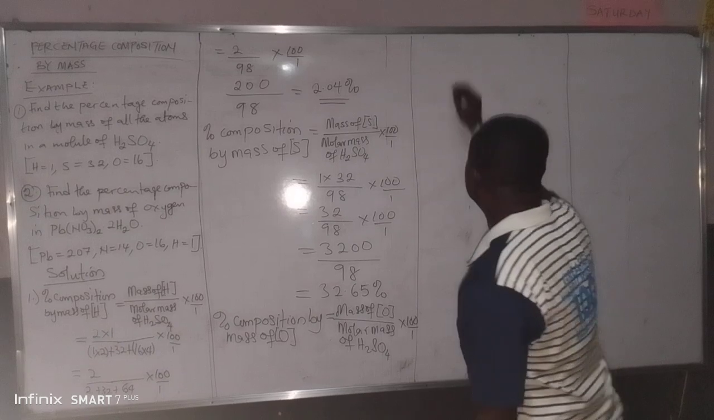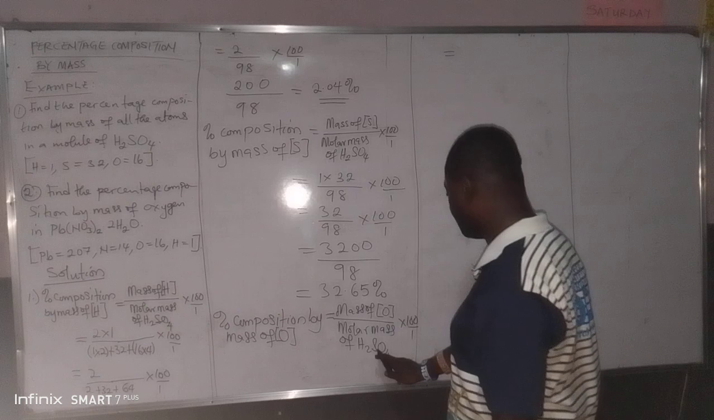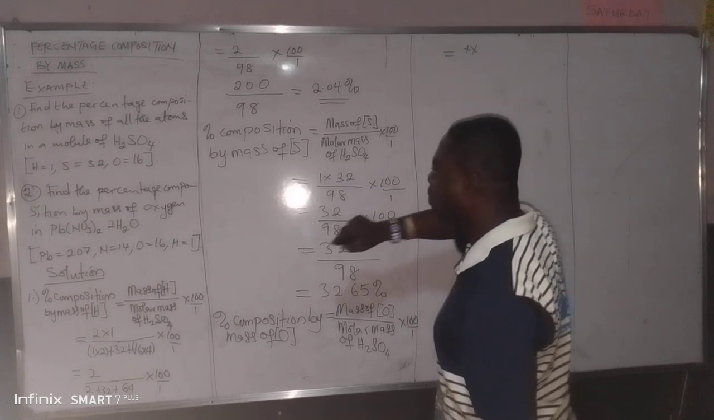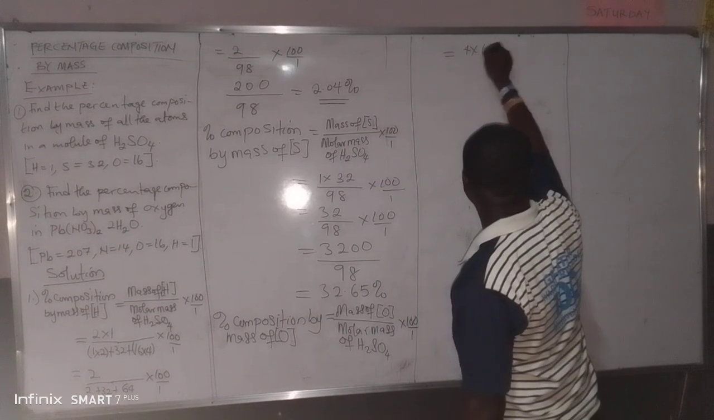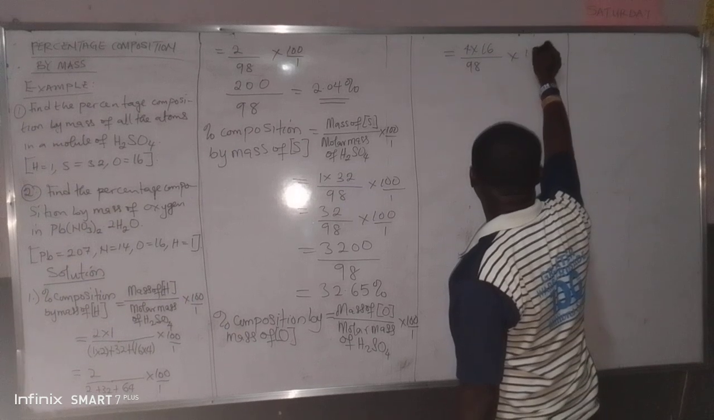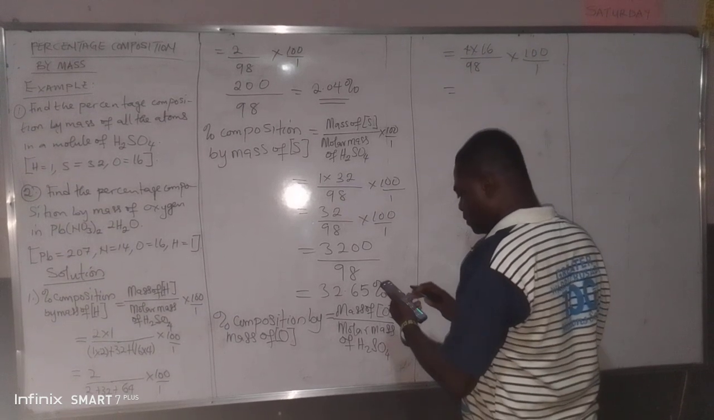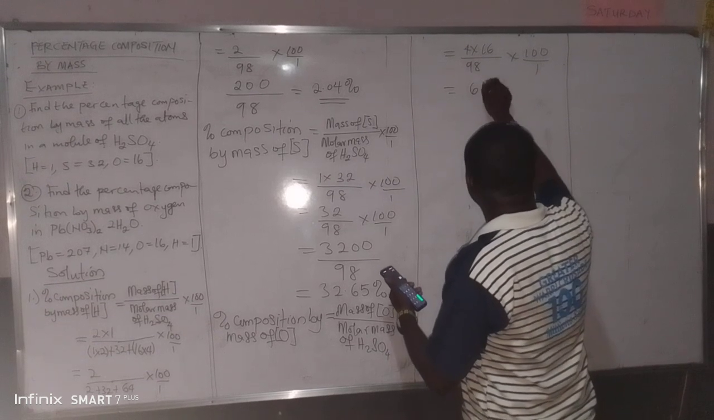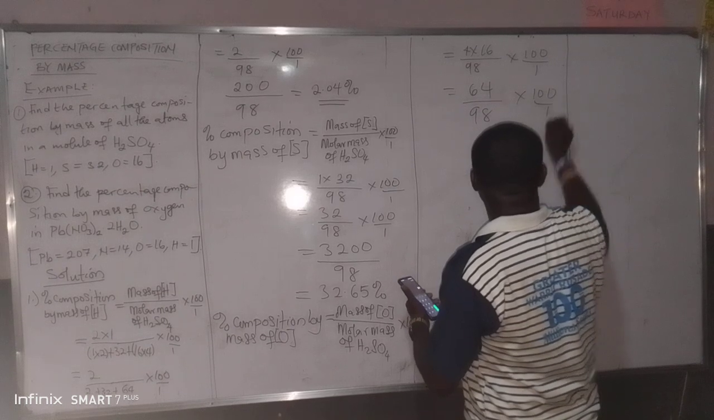Then I move on to say this is the same thing as the mass of atoms of oxygen. There are 4 atoms, so I'll say 4 times the mass of 1 oxygen atom, which is 16, over 98, the molar mass here, times 100 over 1. That gives me 4 times 16, that is 64, over 98 times 100 over 1.